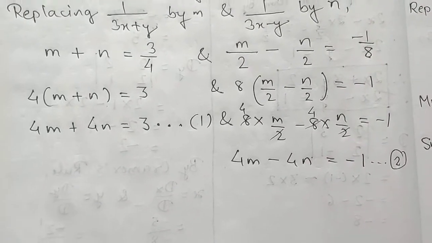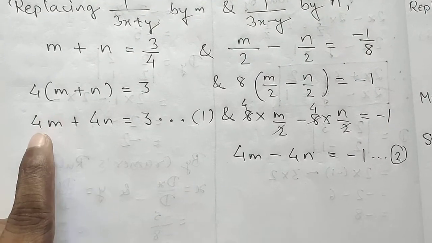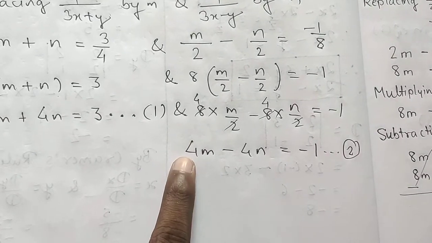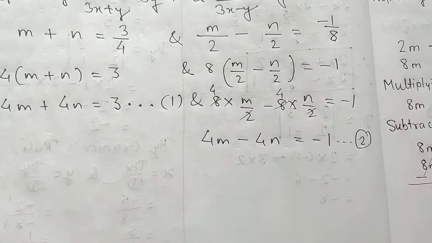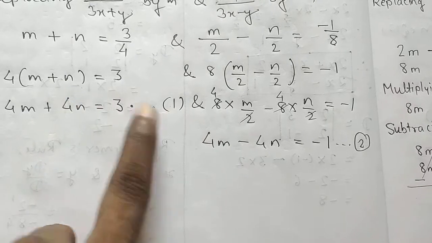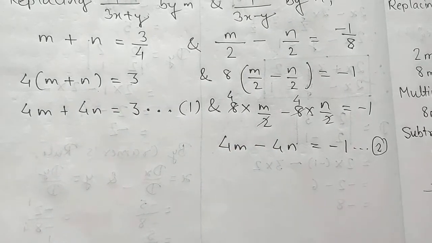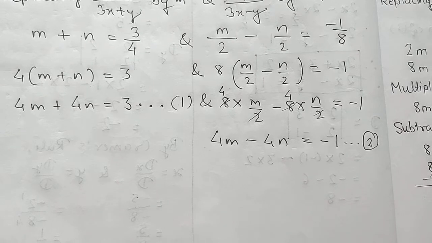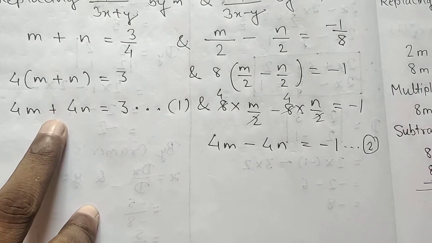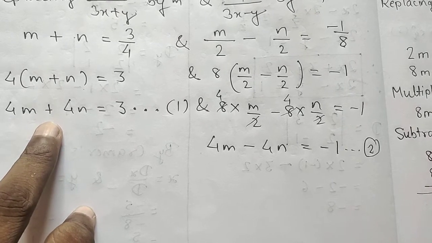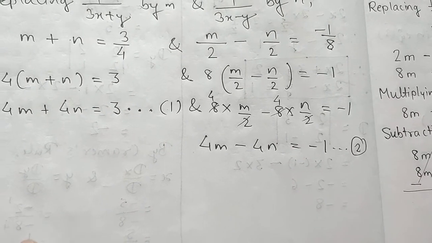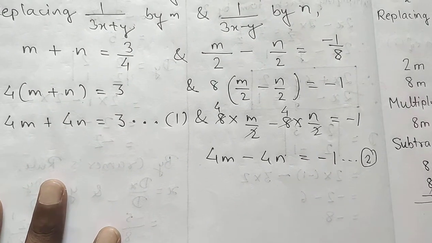Now this is easier to solve. Your first equation is 4m plus 4n is equal to 3, and your second one is 4m minus 4n is equal to minus 1. Now what are you going to do? You are going to add these two equations so that 4n and minus 4n get cancelled and you will get the value of m. And after getting the value of m, put the value of m in equation 1 and then you can solve it very easily. Okay, and this will be homework for you to solve the remaining part of this question.